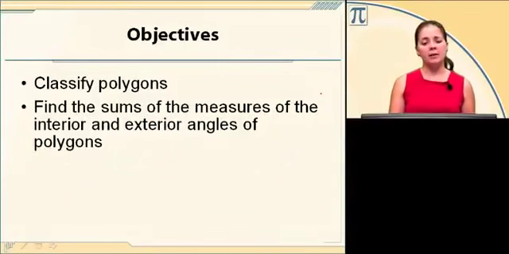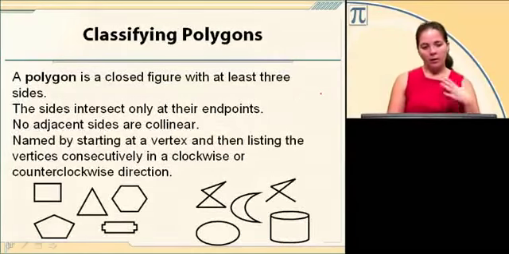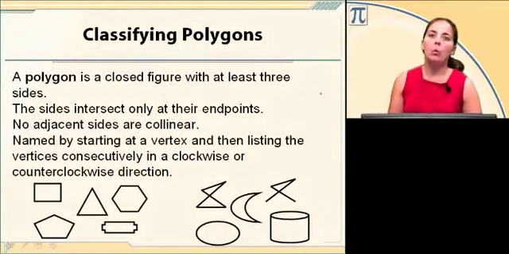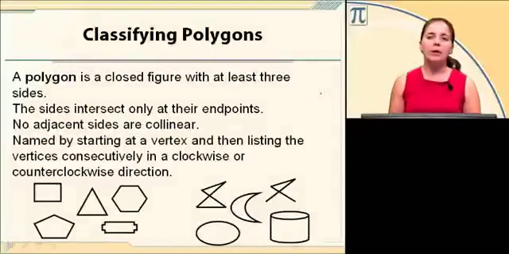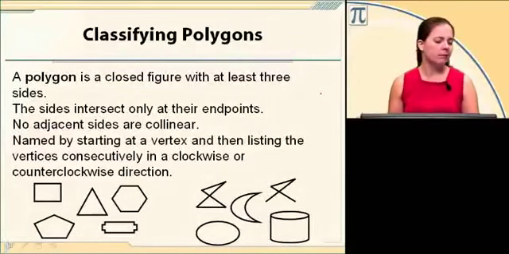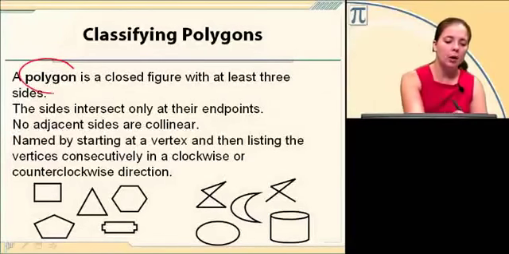The objectives for this lesson are to classify polygons and to find the sums of the measures of the interior and exterior angles of polygons. Okay, let's start by talking about what a polygon even is. A polygon is a closed figure with at least 3 sides. Okay, probably didn't help much.